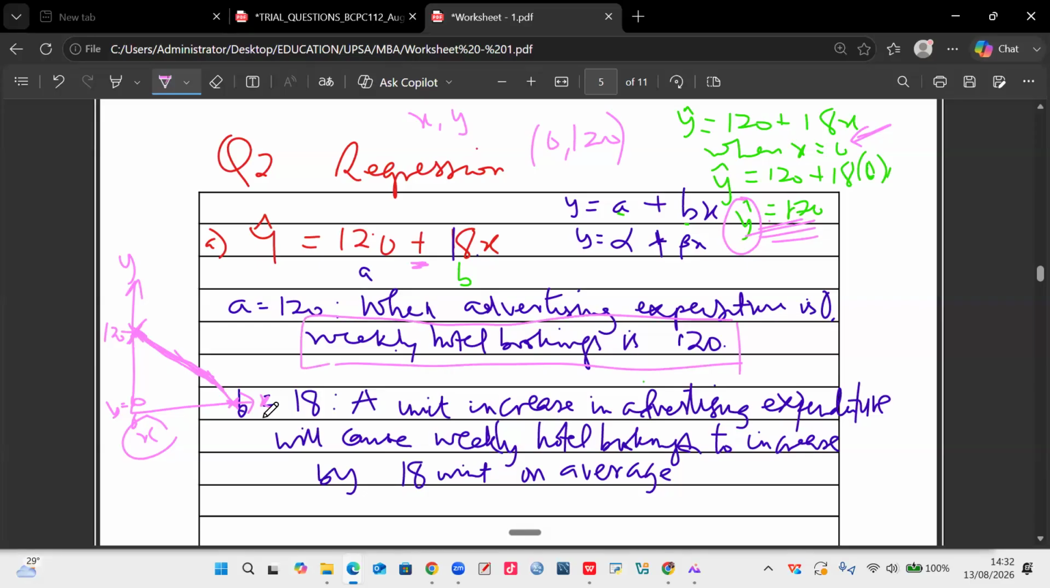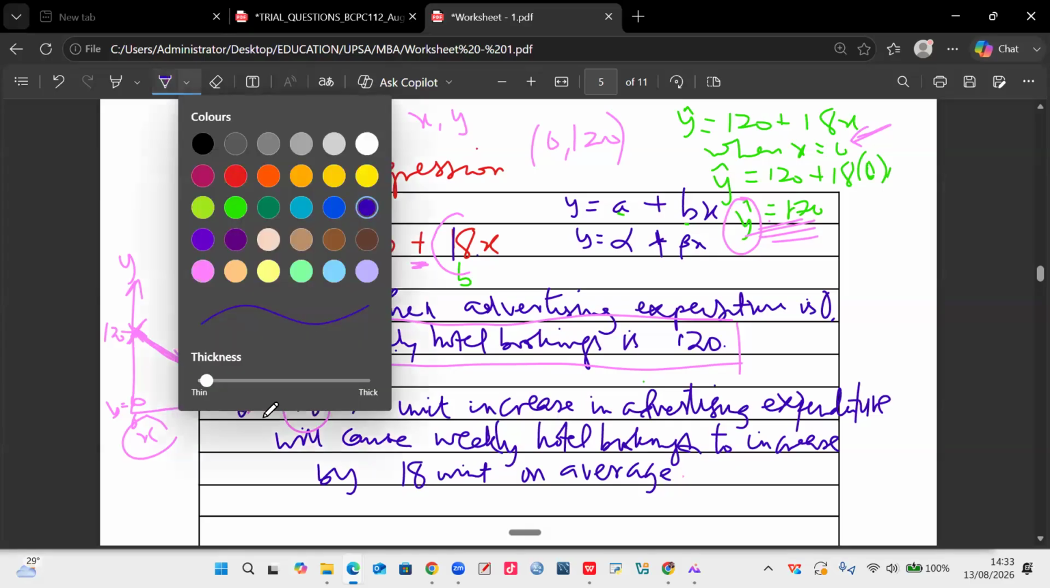Okay. Then the next one is B equals 18. X is the advertising expenditure. We're saying that when advertising expenditure increases by 1 unit, the weekly hotel bookings will also increase by the B value. The B value is the 18 here on average. Another way you can write this: when advertising expenditure increases by 1 unit, the weekly hotel bookings, which is the Y, will increase by 18 units on average.